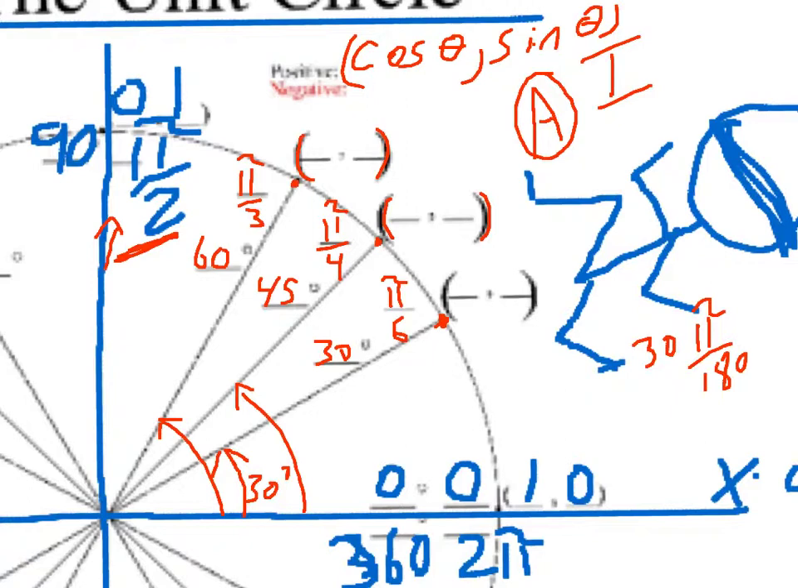So the cosine of 30 degrees is the square root of 3 over 2. And the sine of 30 degrees is 1/2. The cosine of 45 degrees is the square root of 2 over 2. And the sine is the same thing, the square root of 2 over 2. The cosine of 60 degrees is 1/2. And the sine is the square root of 3 over 2. You'll see that that's just flipped around from what we had earlier.